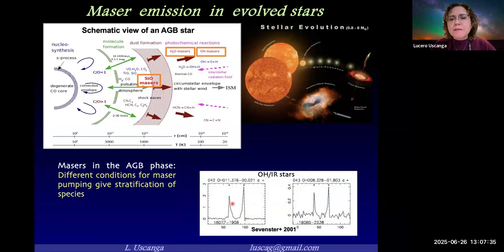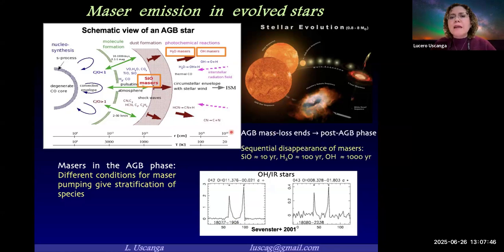This is the typical spectrum for the OH masers, with a double peak profile that is basically tracing the circumstellar envelope in expansion. During the AGB, there is a typical mass loss rate of about 10 to the minus 4 solar masses per year. This mass loss drops around 3 orders of magnitude at the beginning of the post-AGB phase, when other phenomena like collimated outflows may appear.